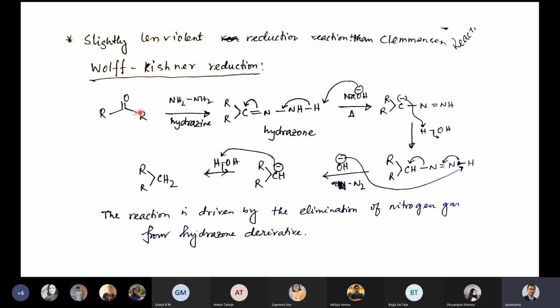So you just add one molecule of NH2 hydrazine to form the hydrazone derivative, then 2 times this proton will be gone and you have nitrogen gone out. So that you have negative charge here, take a proton and then it forms this RCH2R.